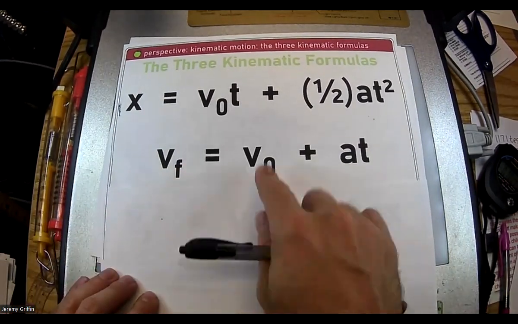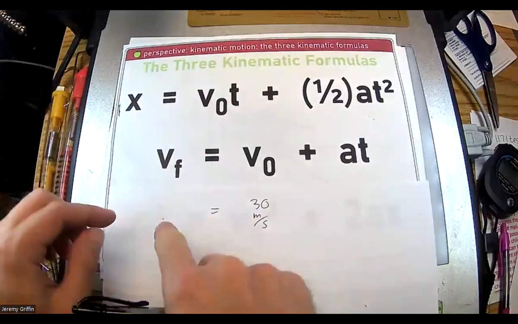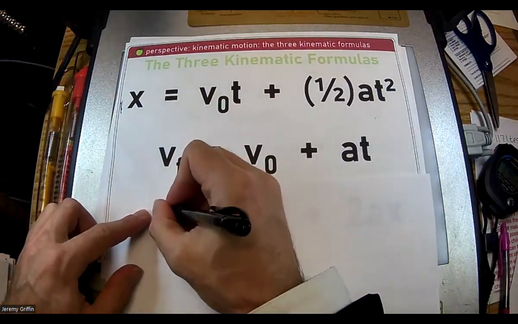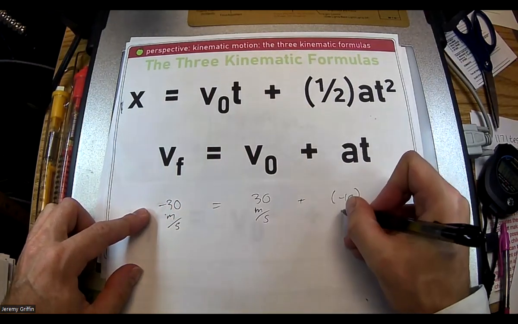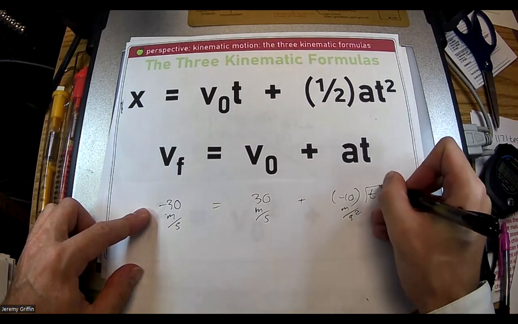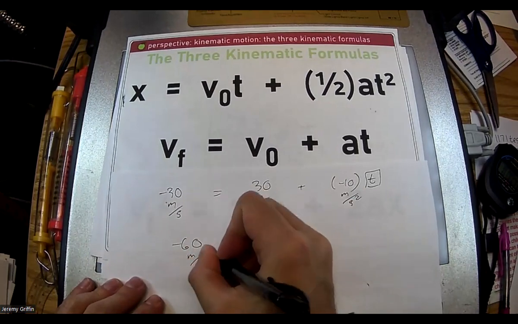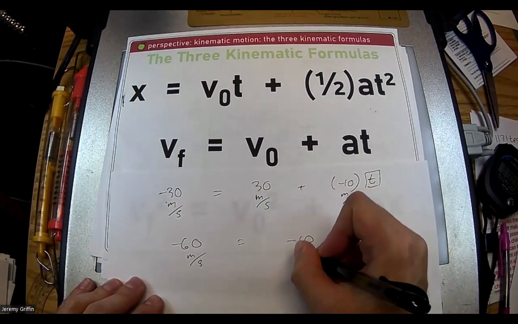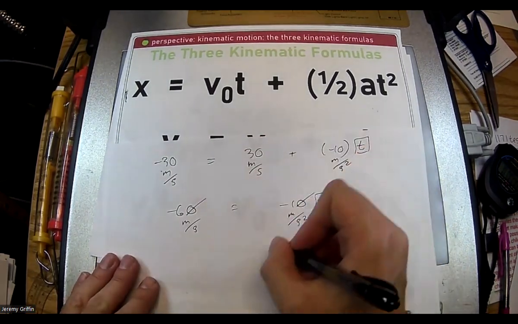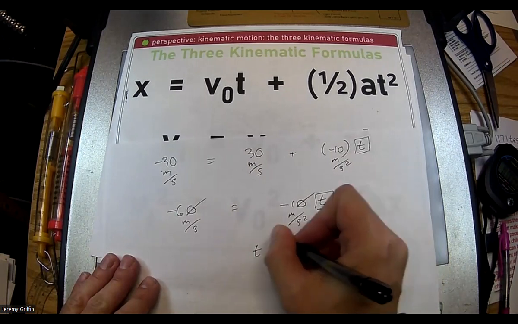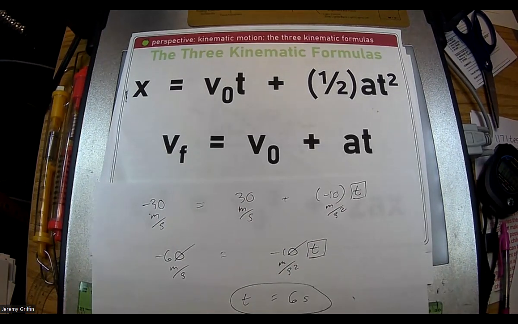Alternatively, you could use the second one. Because if you throw it up at 30 meters per second, how fast is it when it crash lands back in your hand? -30 meters per second. What's -30 minus 30? -60. -60 equals -10t, so t equals 6. It's still 6 seconds. There you go. So a little bit of overkill, but there's a bunch of different ways to solve it. You always get the same answer.